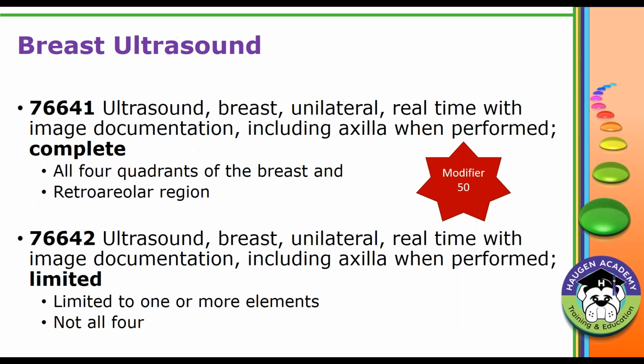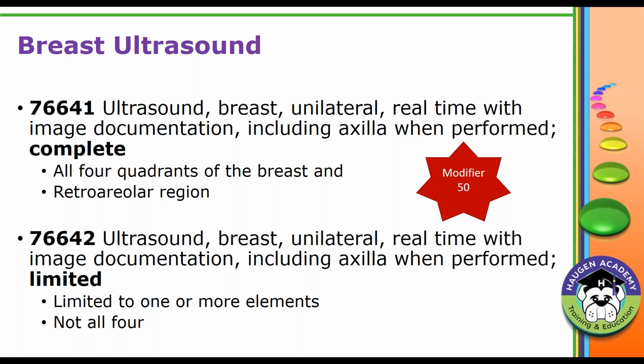So we're going to move on to CPT now, and we'll start with kind of at the beginning what happened with the breast cancer diagnosis, starting with some of the diagnostics that might be done. So in ultrasound, we have breast ultrasound codes. We have a complete and a limited. The complete 76641 is for all 4 quadrants of the breast and the retroareolar region. And 76642 is just limited to 1 or more elements.